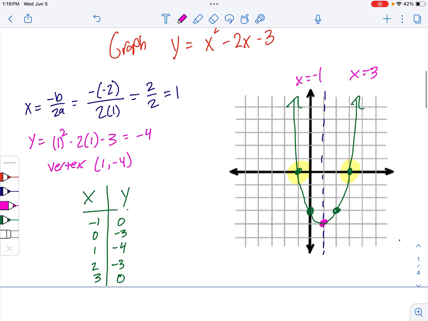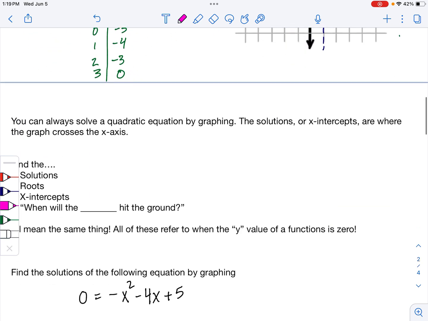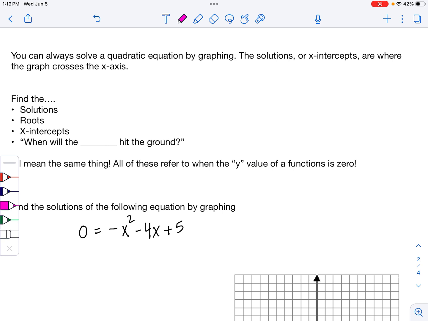So what this means is if you're ever asked to solve an equation where you have 0 equals a bunch of stuff with a quadratic, you can always graph it and then look at the graph. Where is my graph crossing the x-axis? So if you are ever asked to find the solutions, the roots, the x-intercepts, or when will the whatever hit the ground. So sometimes it's when will the ball hit the ground, or when will the rocket hit the ground. You are always looking for the same thing. You are looking for, hey, what x value do I have when y is 0?